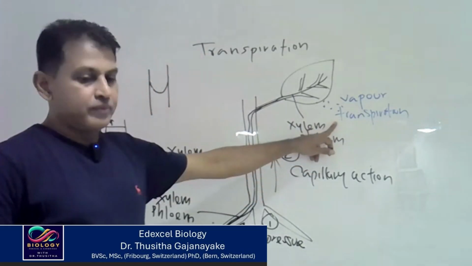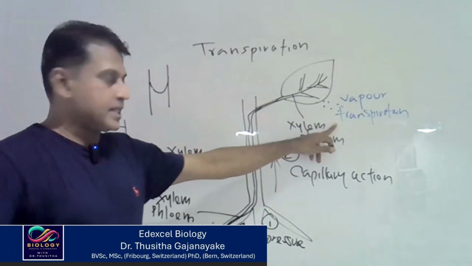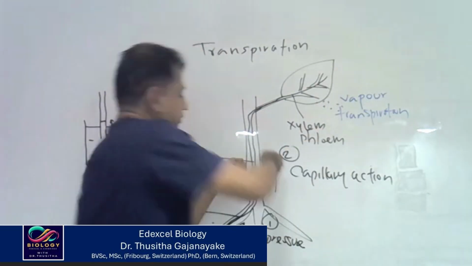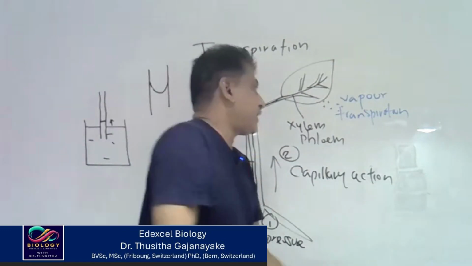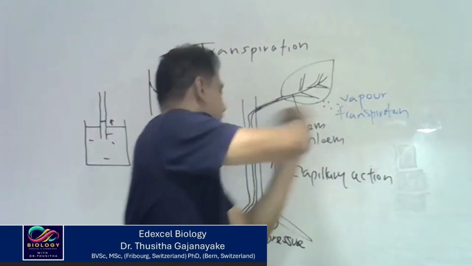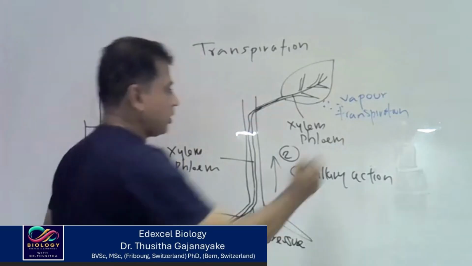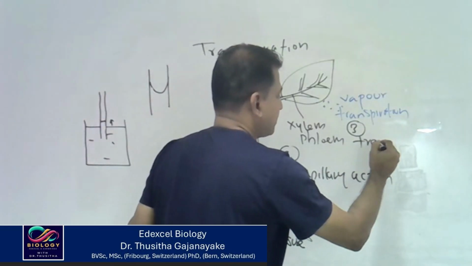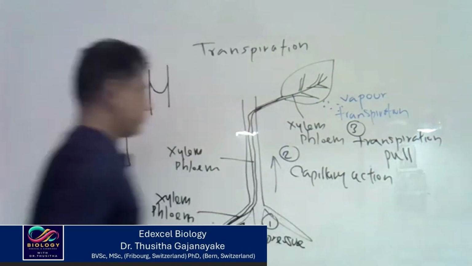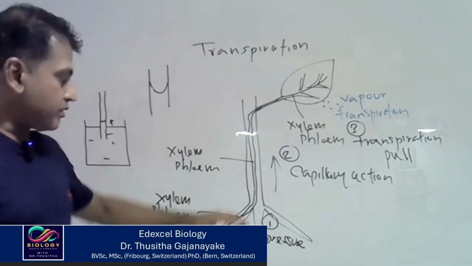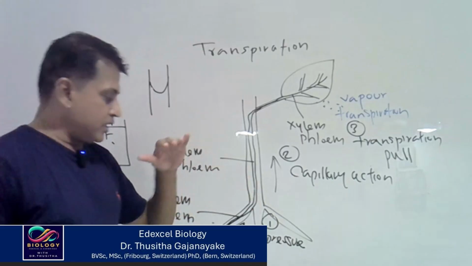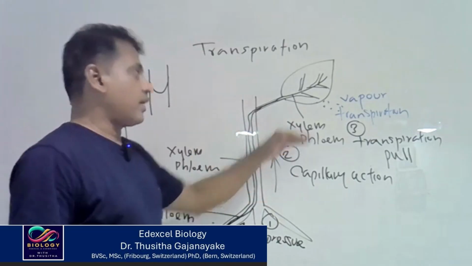When you open the tap, then the water continuously goes out. Same way, the water vapor moves out, this pulls it up, and then they can always go upward, because when more water is lost, they try to replace the water and it comes from here. That is called transpiration pull. Now you see, these are the three stages or three methods which can be seen in root, stem and the leaf.